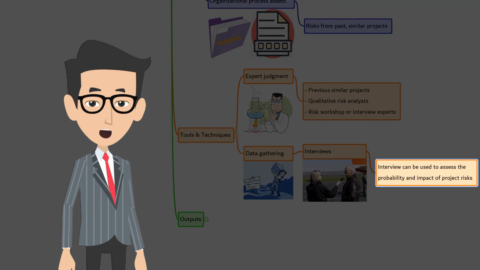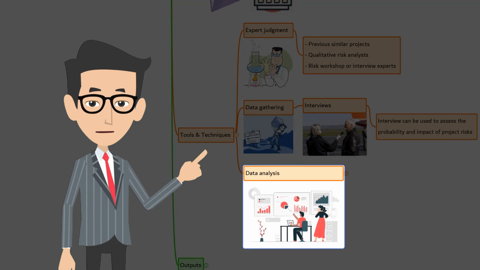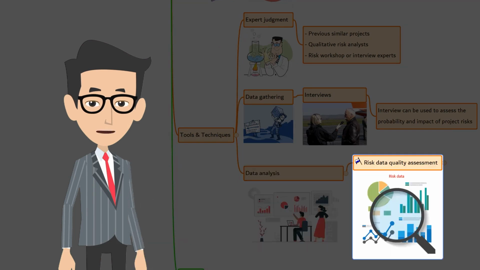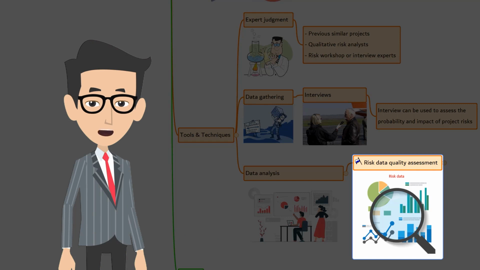There are 3 in data analysis. The first one is a risk data quality assessment. The assessment of risk data in terms of accuracy and reliability for qualitative risk analysis is known as risk data quality assessment. Before you can use this risk information collected on the project, you must analyze the precision of the data. You assess this accuracy and reliability of the data and determine if the risk is valid and whether more research is needed to understand the risk.